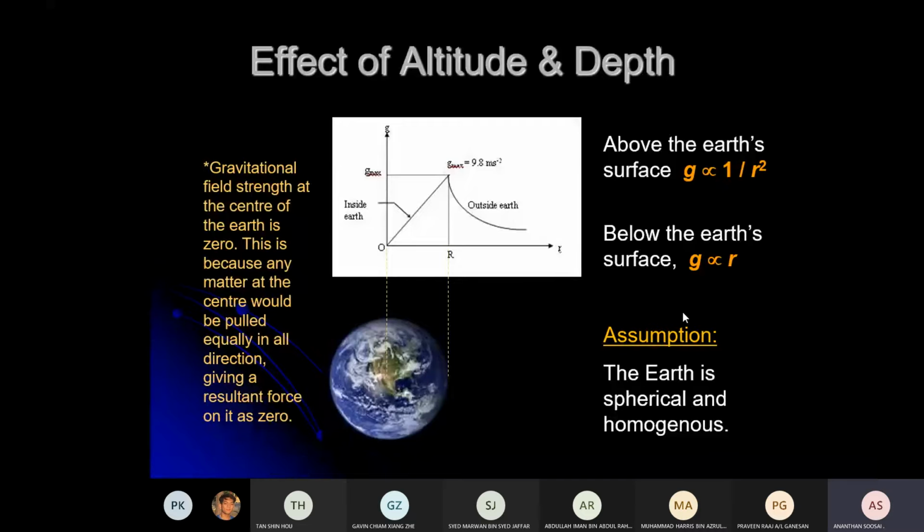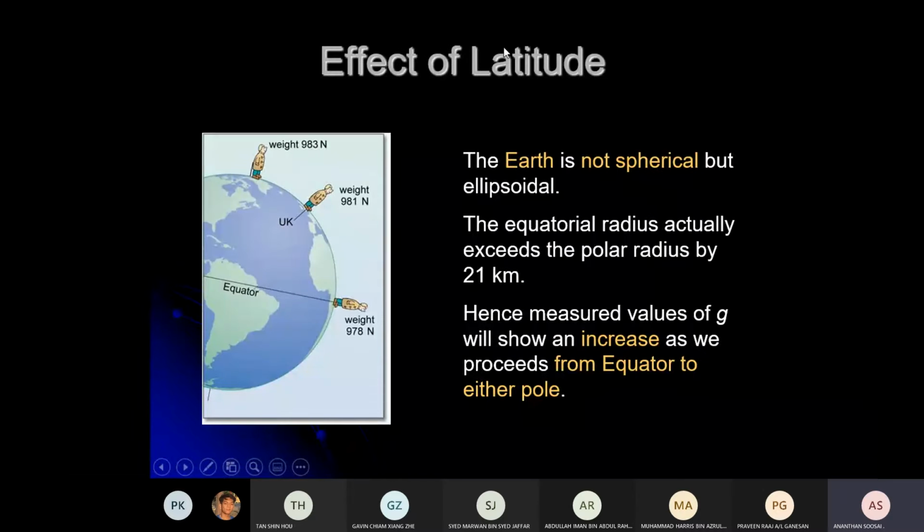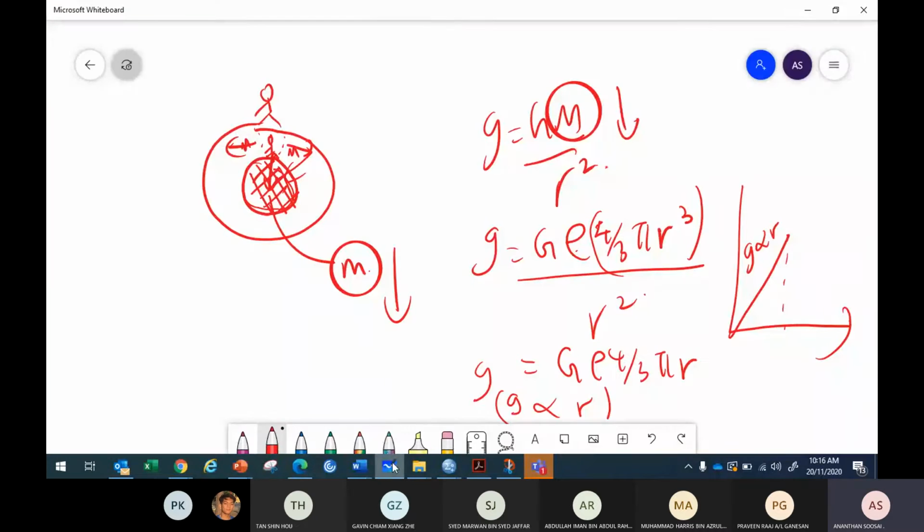Okay, let's move on to the next one. Next is latitude. As most of you are aware, at the North Pole the gravity is found to be quite high. Those who weigh 978 Newton at the equator become 983 Newton at the North Pole, about 5 Newton higher. That means the gravity gets stronger. Why does latitude cause gravity to get stronger at the North Pole? Because in reality the Earth is not spherical, but a little ellipsoidal, a little elliptical. Why does this happen?